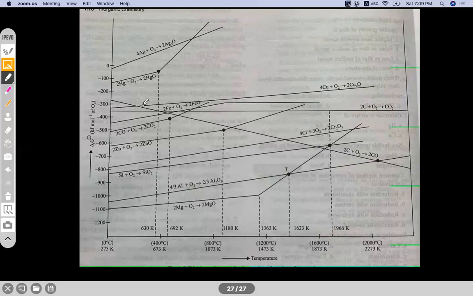Correct? So, but why does it increase sharply for some, not at all increase, and decrease also for some? Yes, one second. We'll discuss.